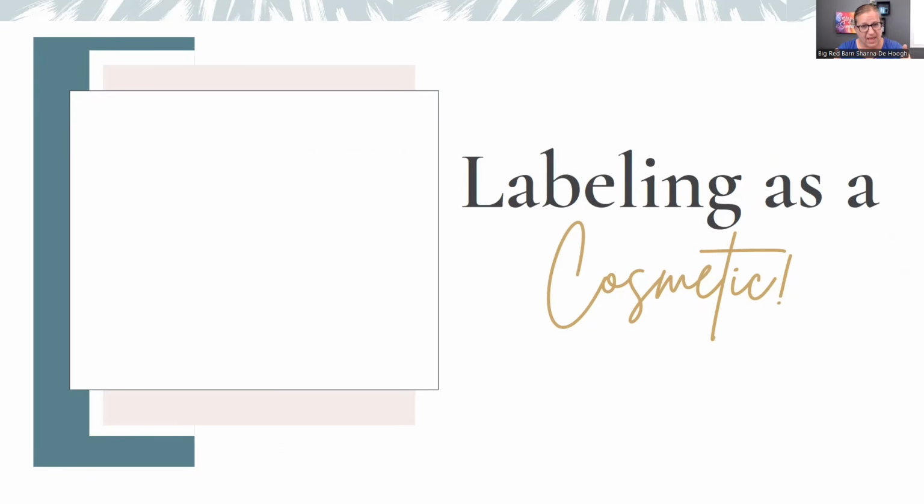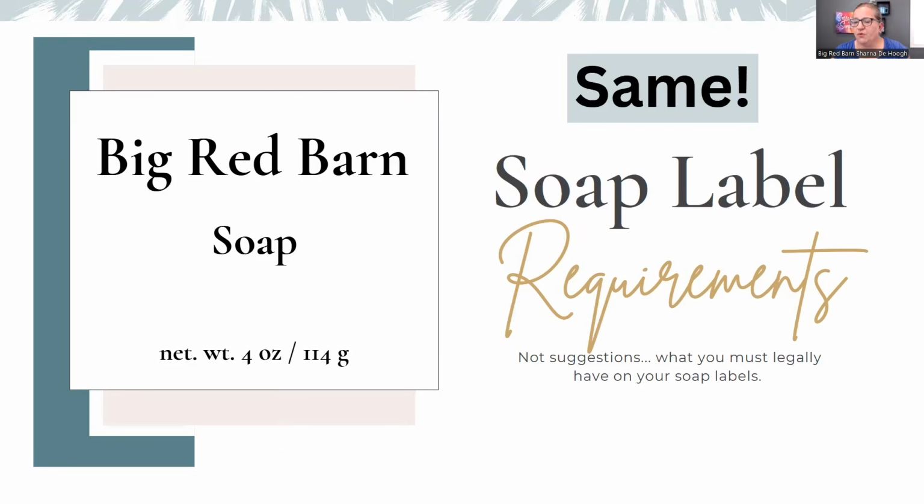So we're in that middle category where it is a soap, but we're going to label it as a cosmetic, just to make that first step of trust with our customers, let them know what's in our soap. So, the front label of the soap is the same. You're going to have your business name, you're identifying it as soap.